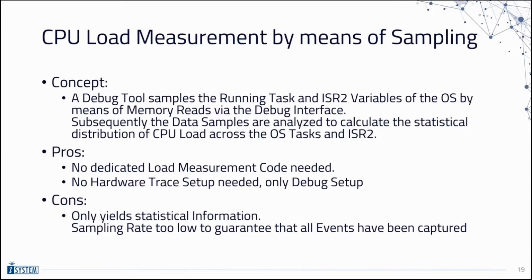The negatives are this method only yields statistical information and the sample rate is too low to capture all idle or executing code. But surprisingly, this method works extremely well to give a nice CPU load running average over time, and it's so quick and easy to configure and get results.